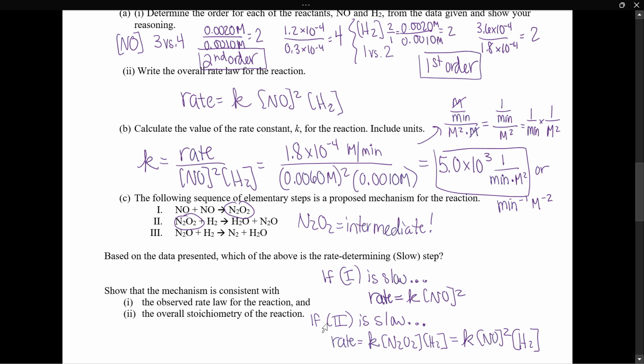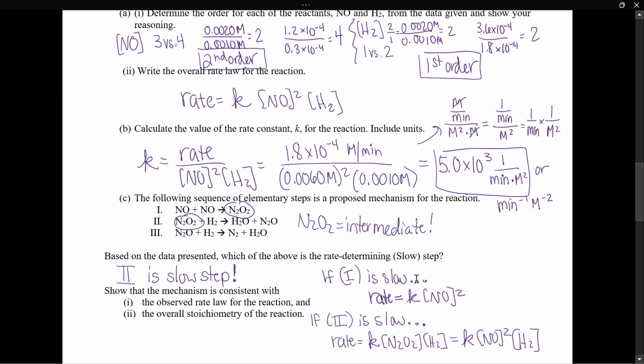So notice how if step 2 is slow, my rate law is going to be k NO squared times H2. And look at that, that matches my overall rate law. So it looks like the slow step is step number 2. I didn't even work through the possibility of what if step 3 is the slow step, because we already found the right answer. So we're just going to skip analyzing that possibility.